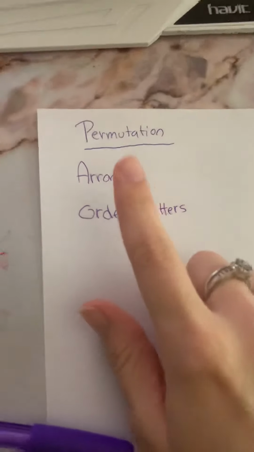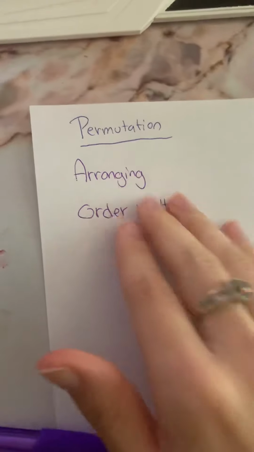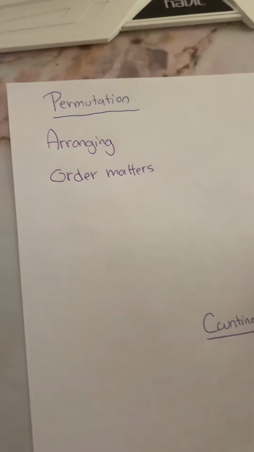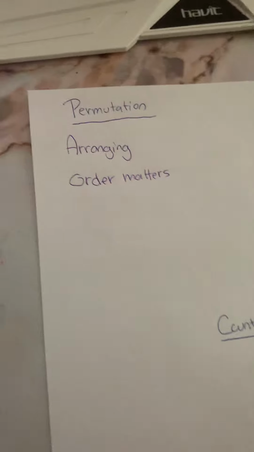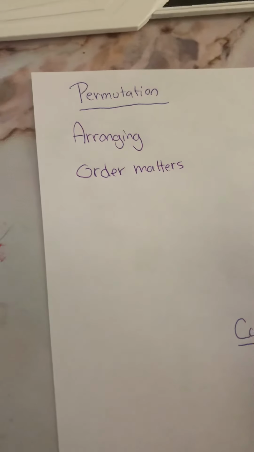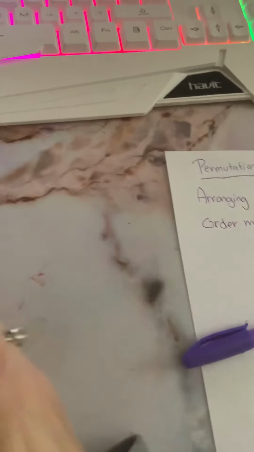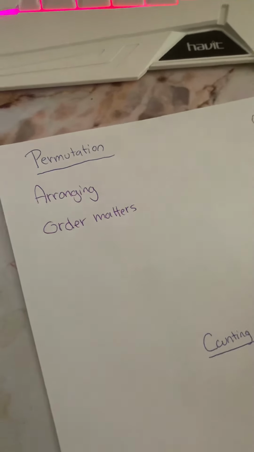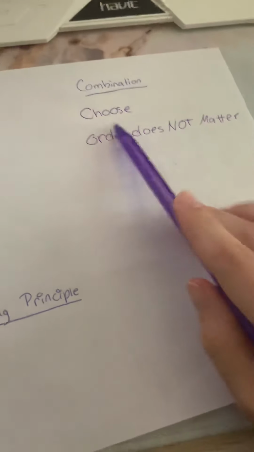So when we're talking about a permutation, this is when we're arranging things and the order is going to matter. So if I'm making a list, I want a permutation. For example, if I have 5 books that I want to put on the shelf, how many different ways can I put those 5 books in an order, right? So that's a permutation.